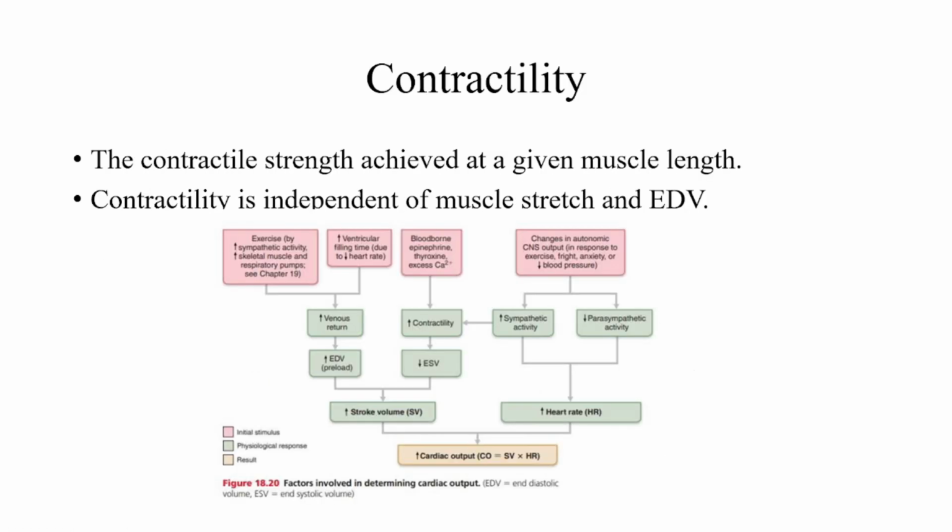All right, next we're going to talk about contractility. This is the contractile strength achieved at a given muscle length. And contractility is independent of muscle stretch and EDV. It's independent of both those things. So again, going back to this diagram, we have contractility down here. There's a rise in contractility as a result of these hormones.